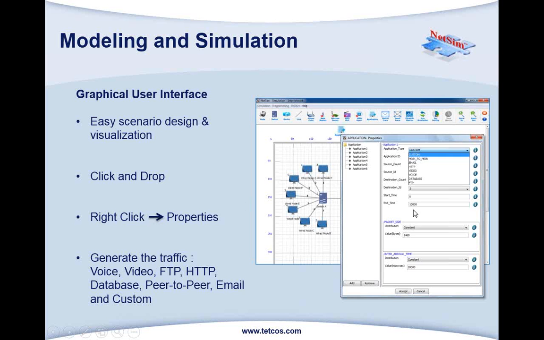And in the properties, there is an option of application type. In application type, you can generate different kind of traffic on any node, like voice, video, FTP, HTTP, peer-to-peer, email, custom. Okay. So this is the graphic user interface, which is first you will see when you open this software.